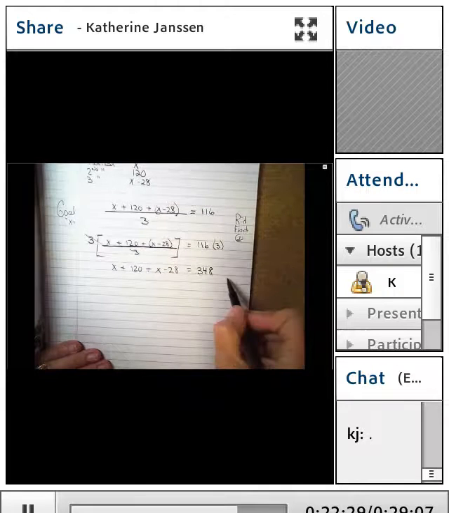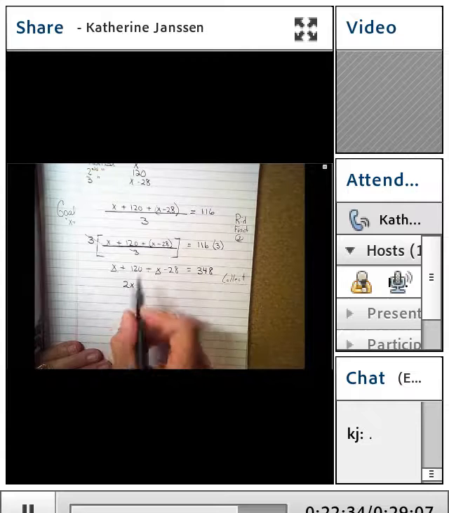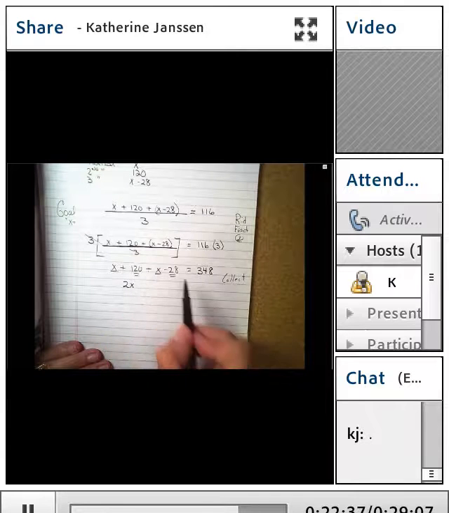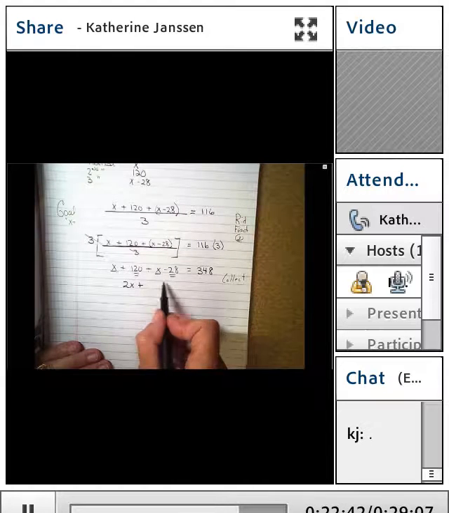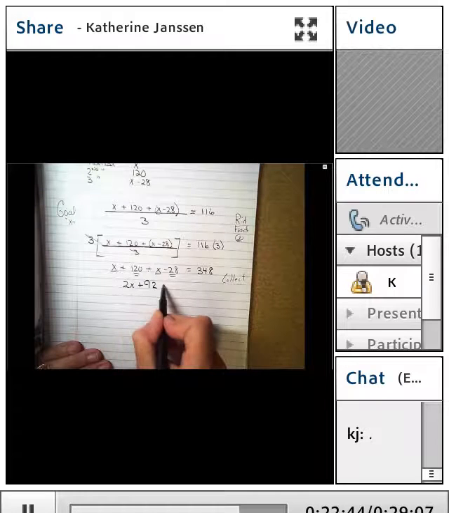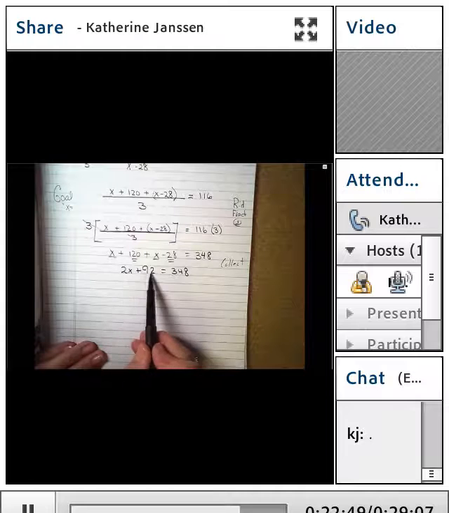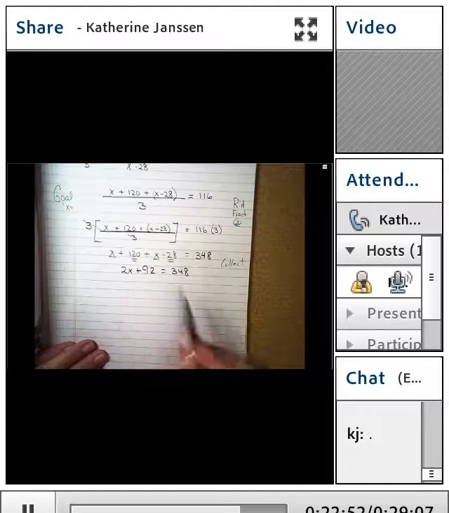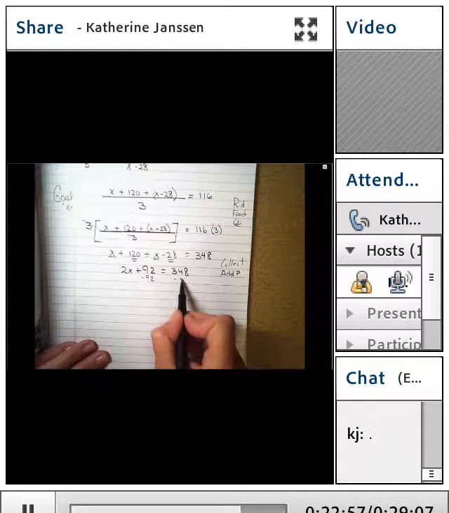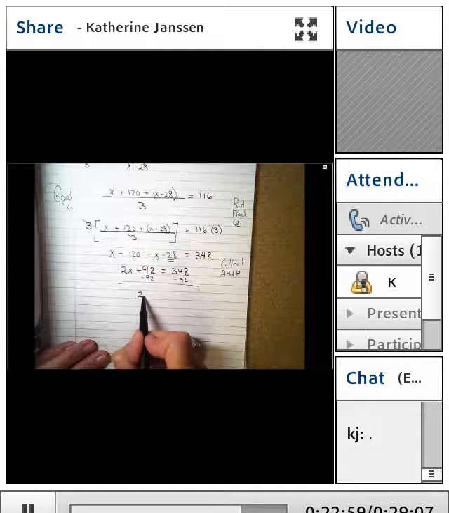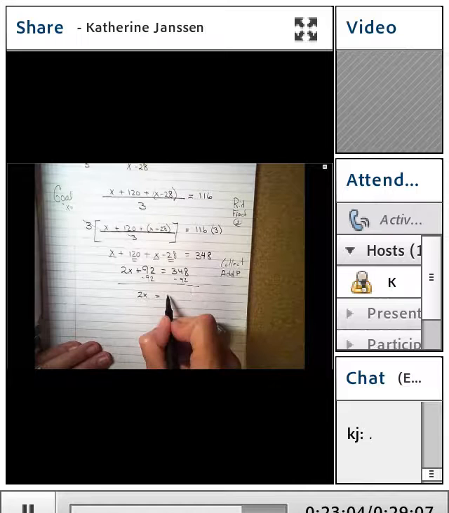So I can collect like terms. x and x would be 2x, and my constants, 120 subtract 28 would be a positive 92, equals 348. Now I'm trying to isolate that x term. I'll have to move this term to the other side using the addition principle. I'll add the opposite. 2x equals 348 subtract 92, which is 256.